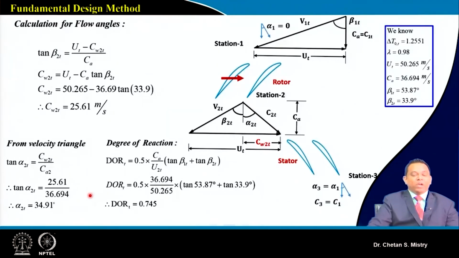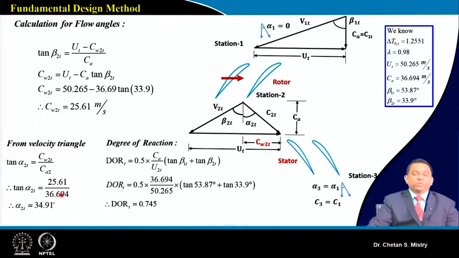Okay. Now, as we have discussed for our hub, we can do our calculation for the tip station, and we can calculate what will be our CW2. Okay. So, based on our fundamental equation and velocity triangle, we can calculate our CW2 at the tip, that's coming 25.61 meter per second. Okay. Now, once this CW2 is known to us, we can calculate what will be our alpha 2, and this alpha 2 is coming 34.91 degree.